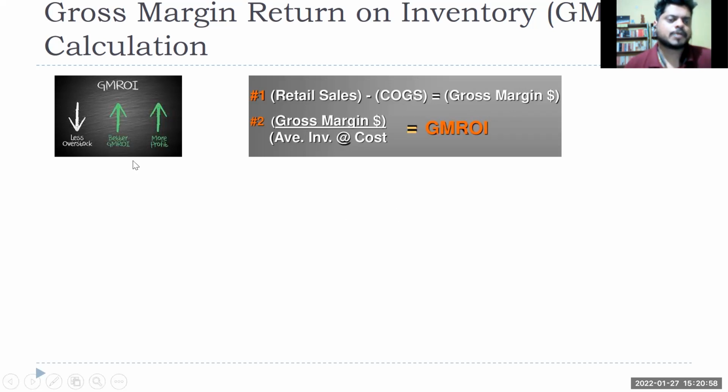So it will help us if we are able to maintain a good gross margin return on inventory. It will keep less overstock. That means I'm not keeping unnecessary inventory. Better margin, then more profit, right? Obviously, my margin will improve.